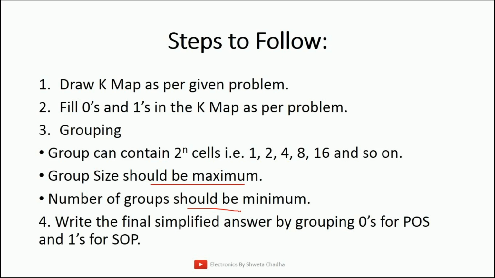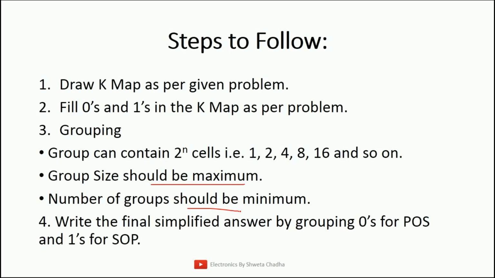If you simplify the same equation by grouping a total of 3 groups, the solution will be wrong, because although you will get an answer, it is not the simplified answer. And you need to simplify the final answer by grouping zeros for POS and ones for SOP. That means if the question is asking you to write the answer in SOP, you need to go for the groupings of 1. On the other hand, if you need to write the answer in POS, then the grouping of 0 is going to be done.